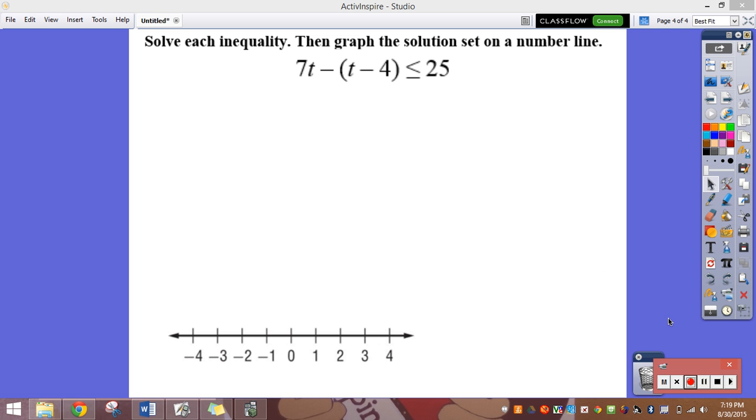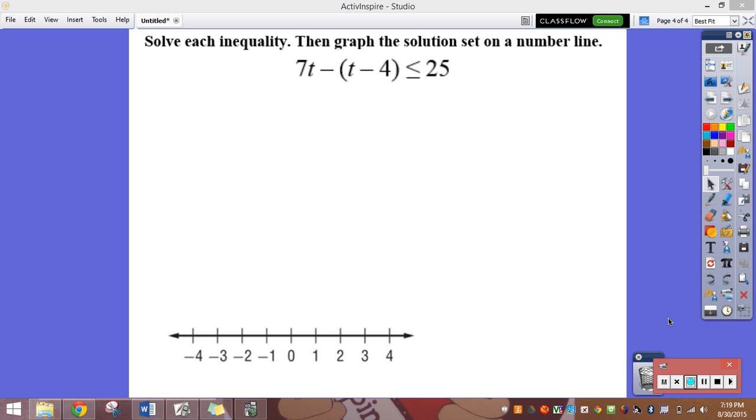Hello, this is Mrs. Taylor, and I'm going to walk you through how to solve a linear inequality. So this inequality is 7t minus (t minus 4) is less than or equal to 25.